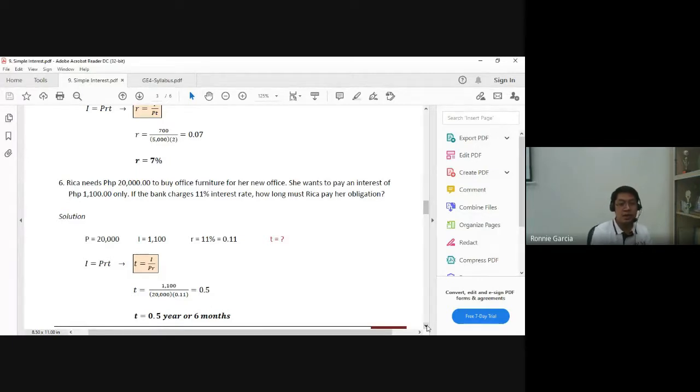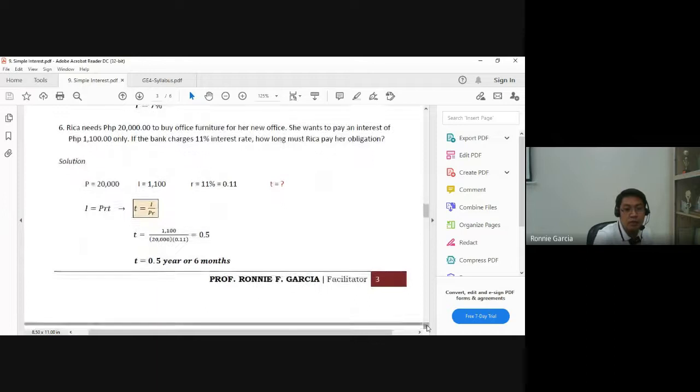So katong mga naglibog, you just look at the solution here, that is how to solve for that problem. Derive the formula, substitute, then use your calculator correctly, then press the numbers, then you can get the correct answer. 0.5 year is just equivalent to 6 months. Question so far?